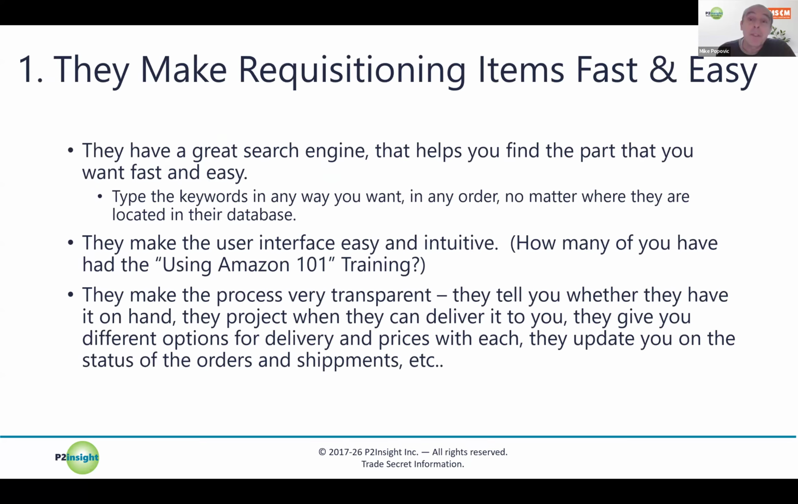One, they make the requisitioning items fast and easy. Okay, so anyone can walk up and just request something that they need. They have a great search engine that helps you find the parts that you want fast and easy. Okay, they make it super easy, friendly to maneuver, and very intuitive. How many people have had Amazon one-on-one training? No one. Doesn't exist because it's not necessary. It's intuitive. It's easy to use, and they make the process very transparent.